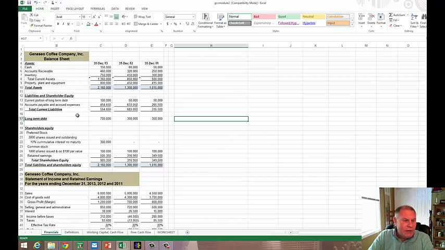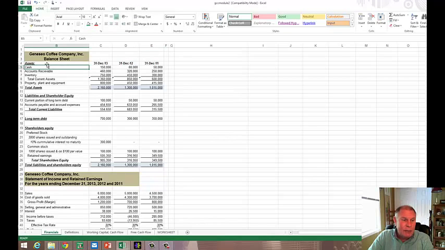This is the Geneseo Coffee Company. It's a very simple company. And the first thing we're going to look at is the balance sheet. Very simple. There are 3 dates. This reads 12/31/13, 12, and 11. Now, I'm reporting them going right: 13, 12, and 11. Not all companies will do that. Some will go 11, 12, 13. So you've got to be aware of what it is.